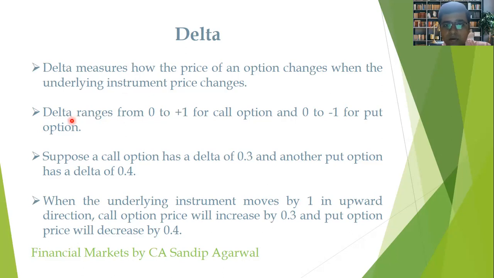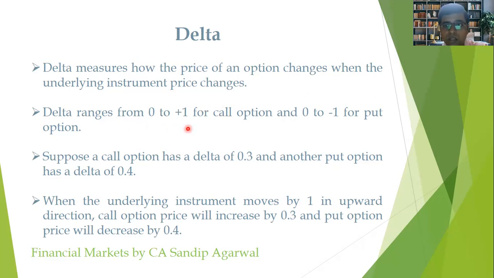So the delta of the call option ranges from 0 to +1, and the delta of a put option ranges from 0 to -1. Now somebody may ask why the delta of the call option is positive and the delta of the put option is negative. Because the person who has bought a call option will make money in case the underlying instrument, which is Nifty in this case, starts moving in the upward direction. Whereas the person who has bought a put option will make money only in case the underlying instrument starts moving in the downward direction.